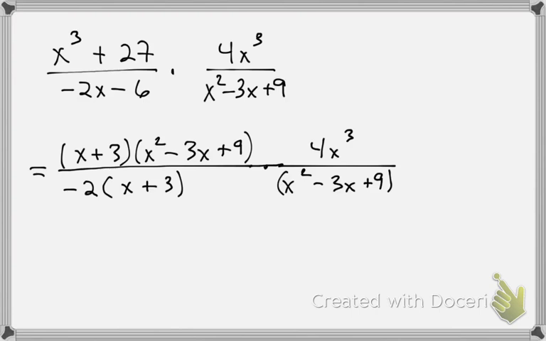So how does multiplication work? Just connect it, make it one big happy fraction. Can those cancel? They will now, because x squared minus 3x plus 9 divided by x squared minus 3x plus 9 is 1. What else? X plus 3 divided by x plus 3. What else? 4x cubed. 4 and negative 2 will reduce, won't it?